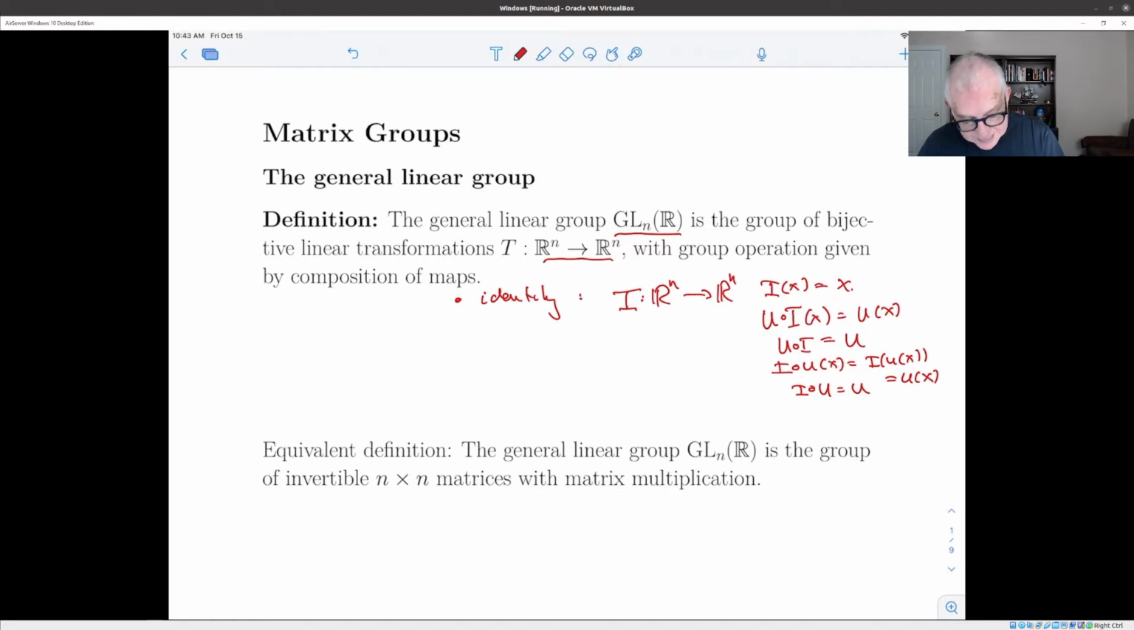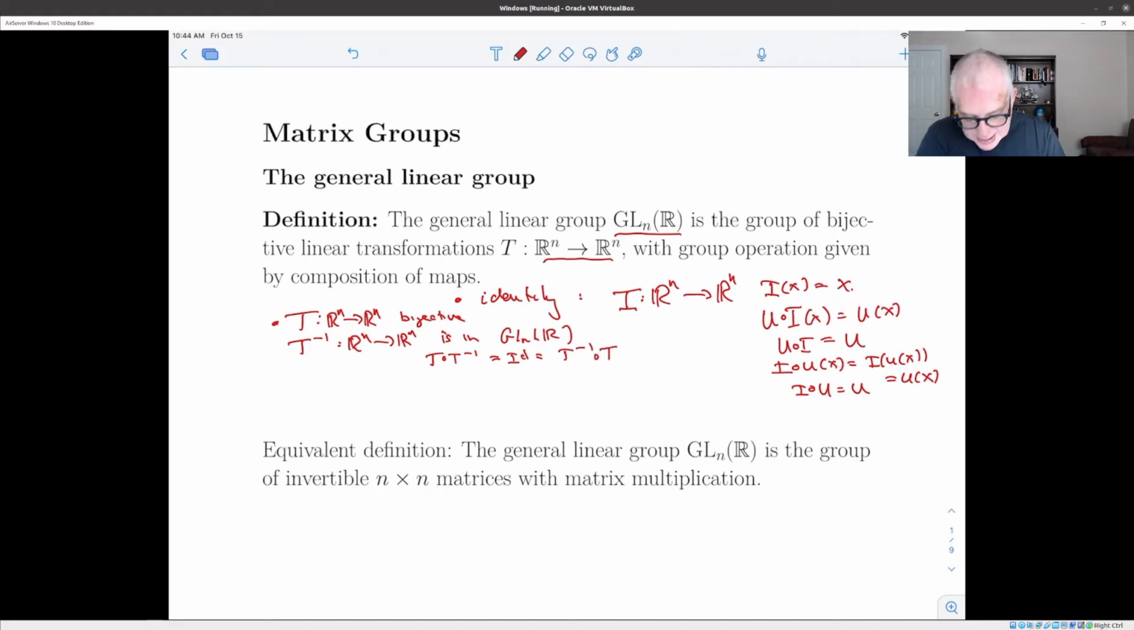What about inverses? Well, we talked in the review of linear algebra that if you have a linear map which is bijective, the inverse map is automatically linear. And so if we have a map T from Rn to Rn, which is bijective, then the inverse map is also in GLNR because it's also a linear map, and it functions like an inverse because T composed with T inverse is the identity, as is T inverse composed with T, by definition.